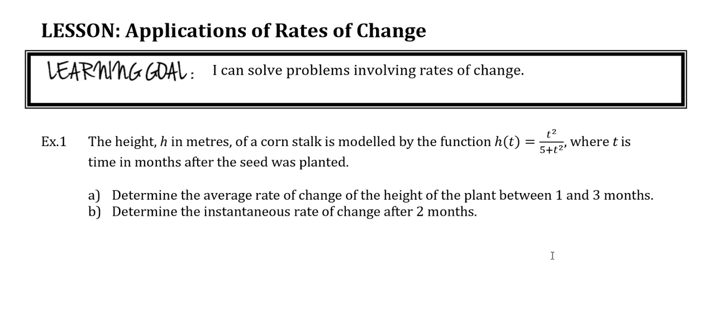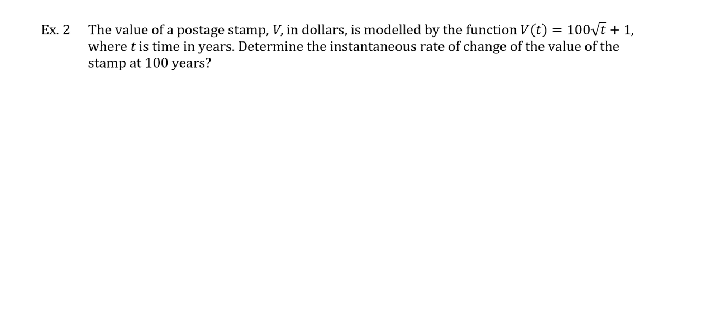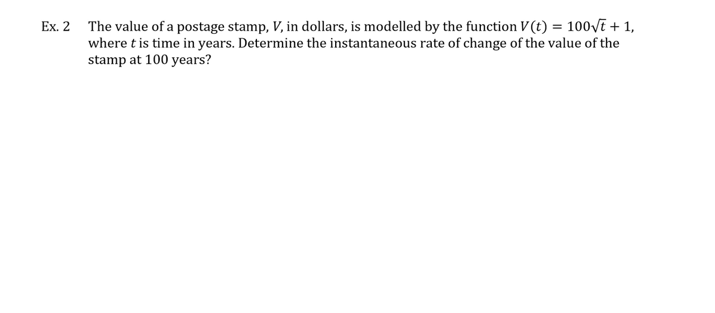All right, so day 2 of applications of rates of change. The value of a postage stamp, V in dollars, is modeled by this function. It's a square root function, 100 times the square root of t, and the square root stops. That's not a typo or anything, plus 1 at the end. T is time in years. Determine the instantaneous rate of change of the value of the stamp at 100 years.